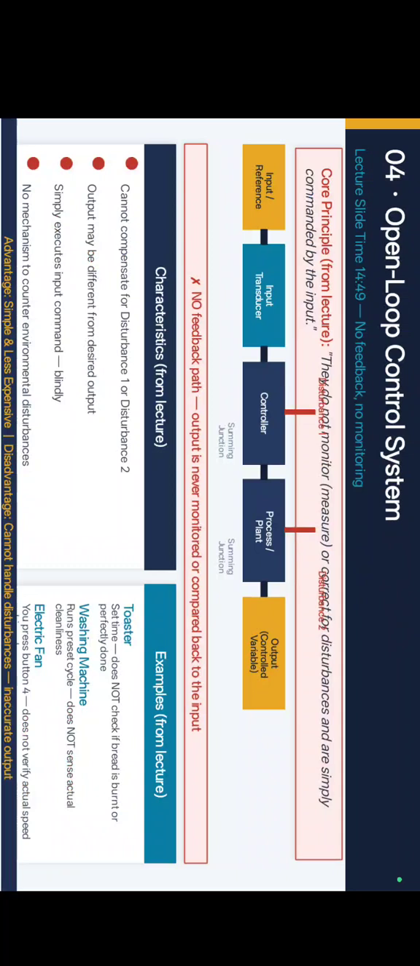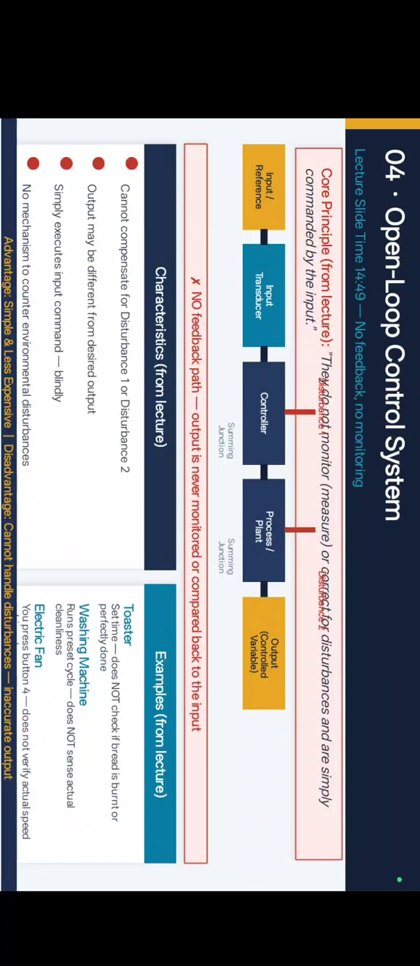So here, in case of an open loop control system, there will not be a feedback path. Output is never monitored or compared back to the input. Characteristics of open loop control system: cannot compensate for disturbance 1 or disturbance 2. Output may be different from desired output. Simply executes input command blindly. No mechanism to counter environmental disturbances.